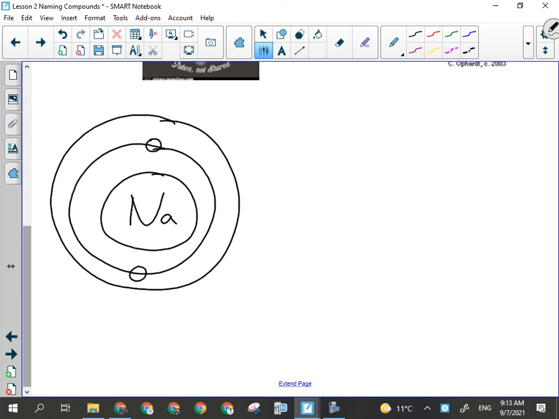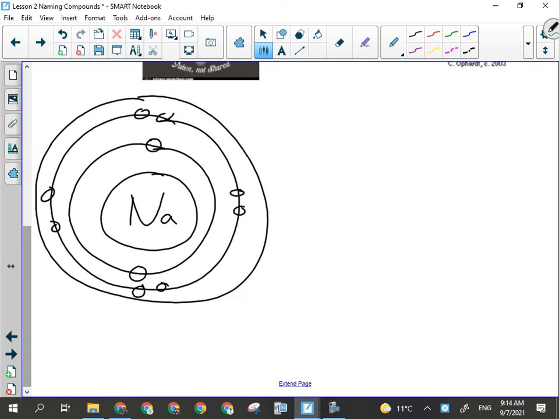Now, how many electrons does sodium have? 11. Its atomic number is 11, so it has 11 electrons. So 1, 2, and they would pair up like this. So the first ring is full, the second ring is full. That gets me up to 10. There's 11 electrons. That ring that single electron is in can hold 8 electrons, but it only has 1 in it.